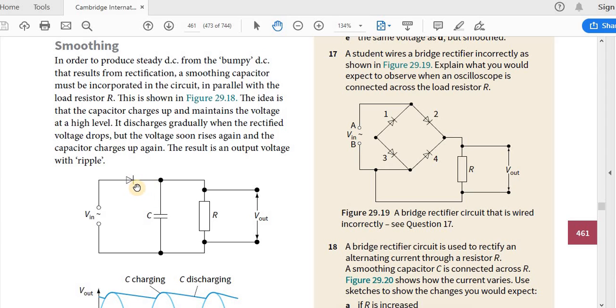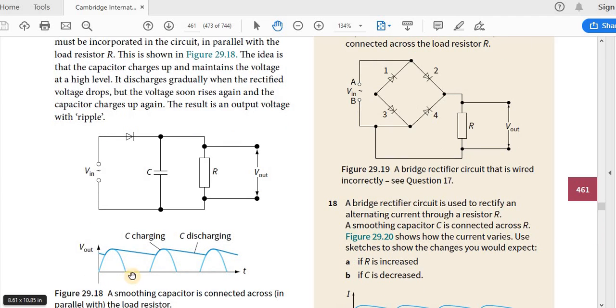So when the current doesn't flow the other way, the capacitor starts discharging. The capacitor starts giving out the charge, so that will flow this way. So half the time, when the current is not flowing from the supply, there is a flow of current from the capacitor through this resistor.